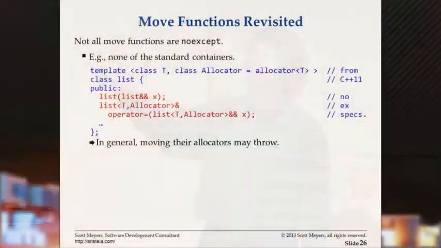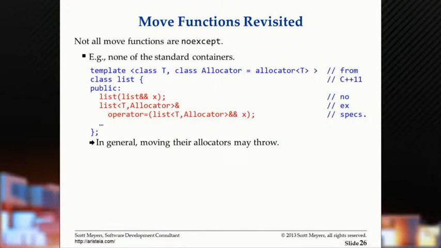Okay. Stefan said, Scott, you are so ignorant. I'm paraphrasing. So the last line, what I said was, in general, moving their allocators may throw. Stefan points out that that's not actually the reason, followed by a lot of details which I didn't really follow, but I'm sure are completely accurate.